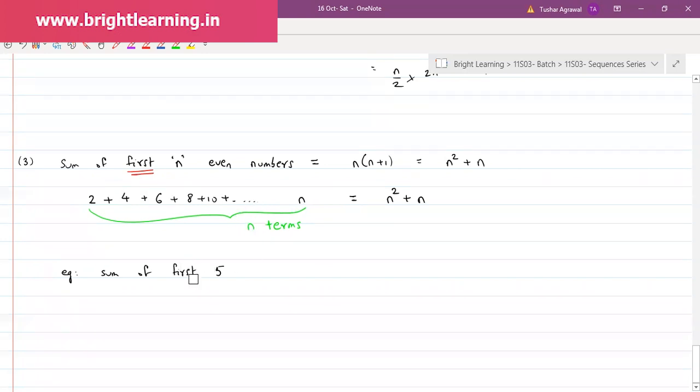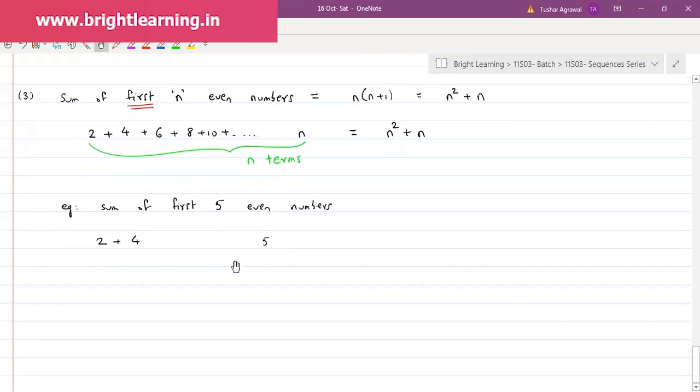Like the example that I'm giving you, sum of first 5 even numbers. So according to you, what will happen? I will write 2 plus 4 plus 6 and so on, and conclude it at 5. Can you conclude it at 5? No, sir. Because 5 is not even a part of that sequence. You have to write sum of first 5 even numbers. So this representation is completely wrong.